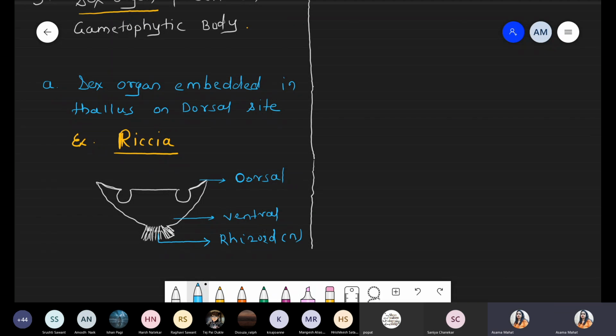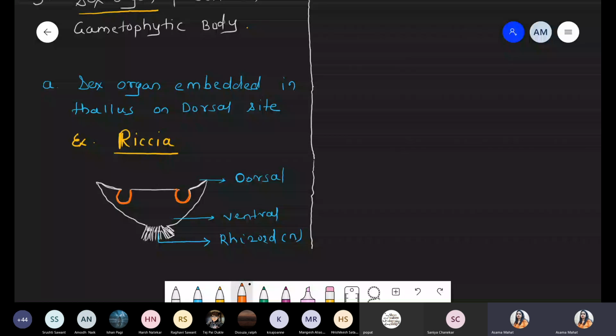At this point, there are just two cavities. Look here, cavities are present. One cavity is present here, and another cavity is present here. But where are these cavities present? They are present on the thallus, toward the dorsal side. Now, these are a specific type of cavity, or a specific type of structure, where the sex organs get embedded.